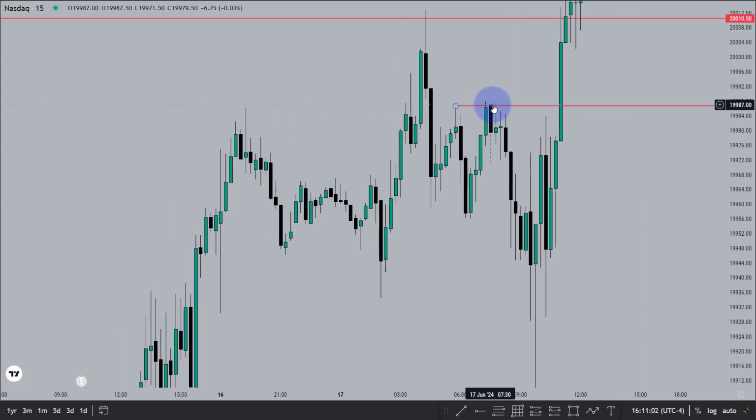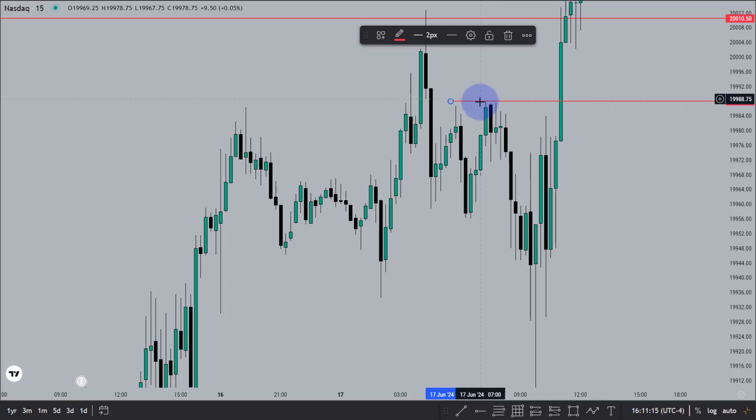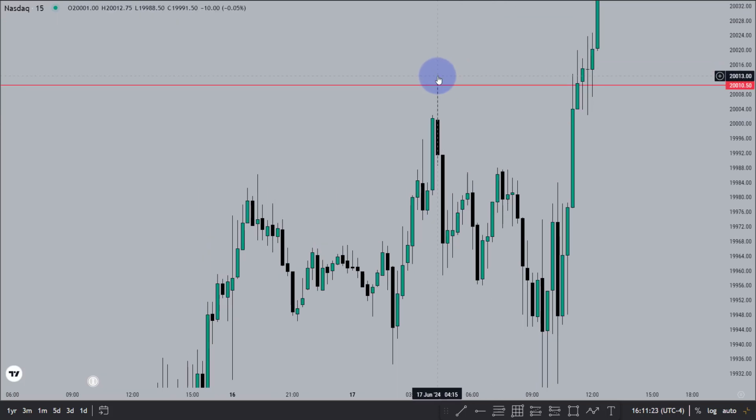Here, there is a body. Now, it didn't close above this high, but there is still a body. So, it's not called a shallow run. If it was a shallow run, I would say that this is my obvious liquidity, but this is not a shallow run because there is a body above that buy side liquidity. So, this is not my buy side liquidity. I have only this all-time high that is called buy side liquidity because this is the all-time high.